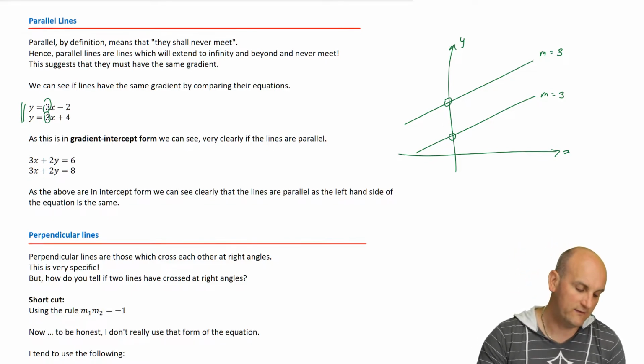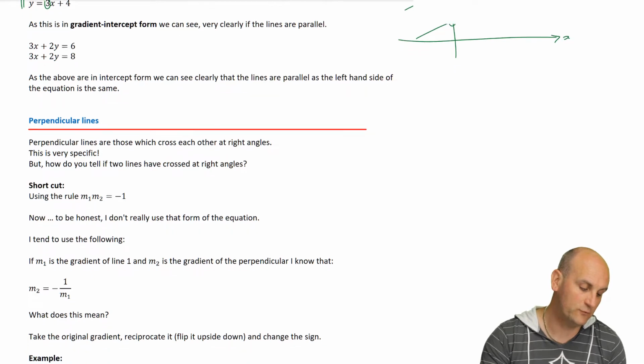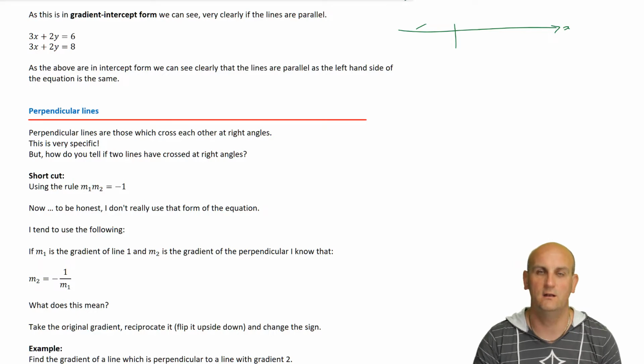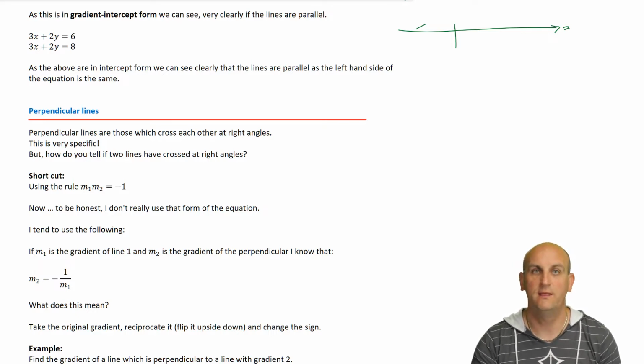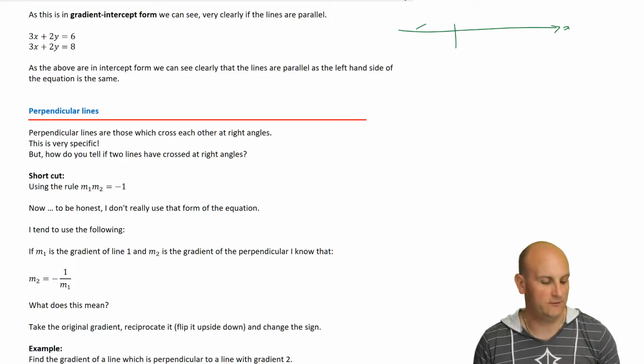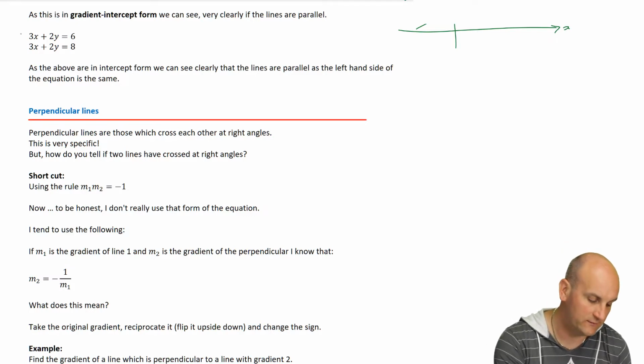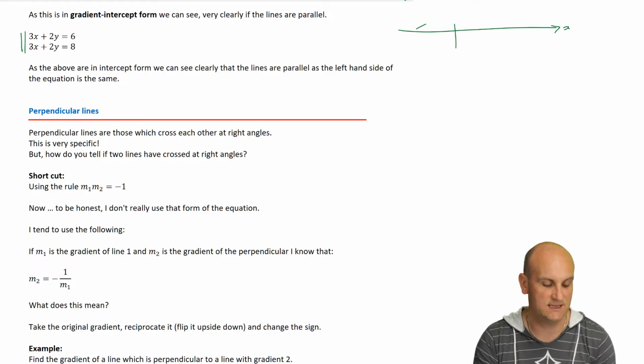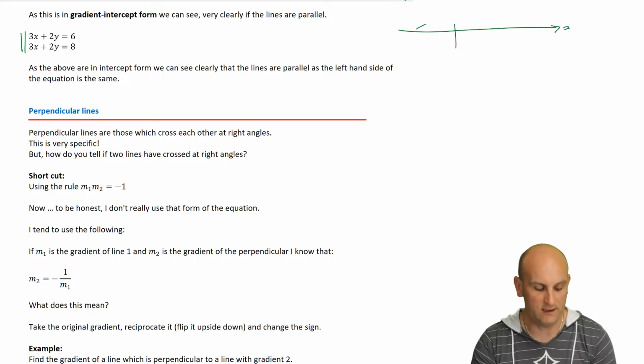But what about if we have it in intercept form? Well, previous videos have stated that when we have things in intercept form, it's great, because if the x's and the y's on the left-hand side of that equal sign are the same, then the lines are in fact parallel. So what this means here is that because we can see the left-hand side of my equal sign for both those equations is the same, they will in fact be parallel.